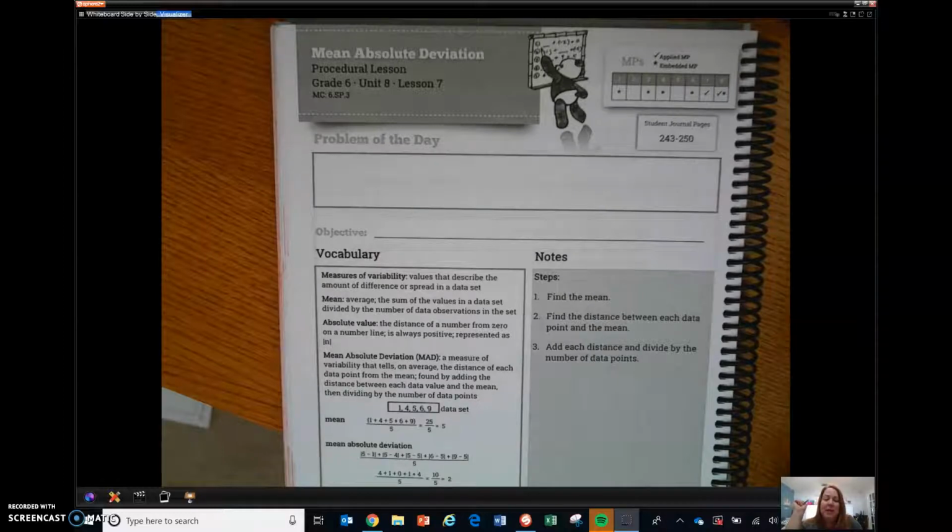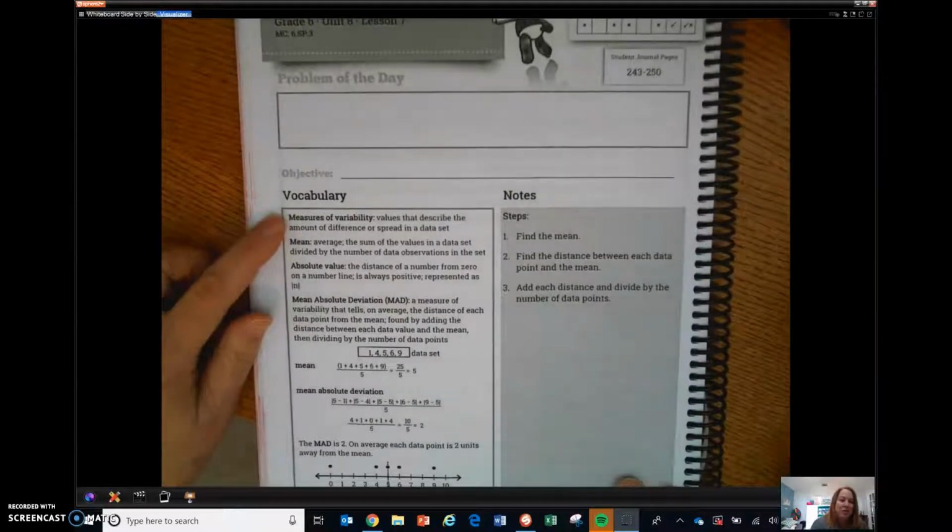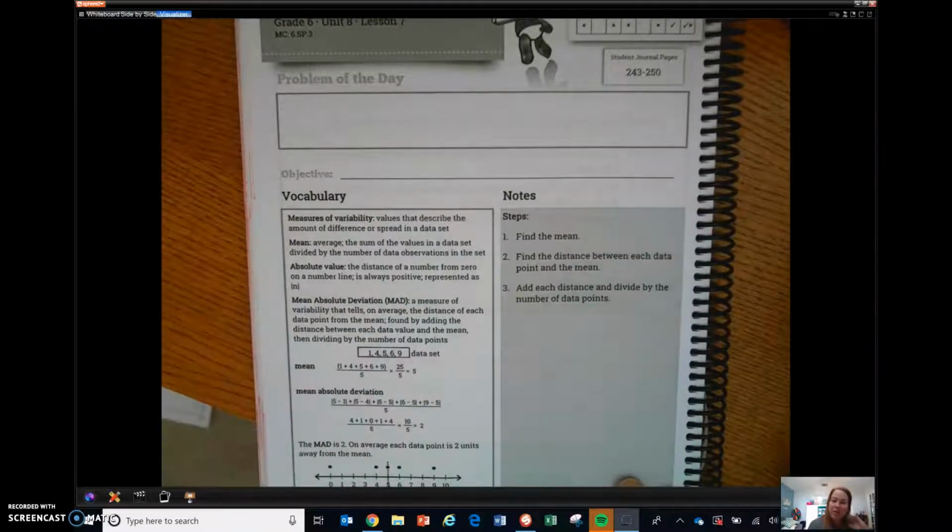All right, so basically all it's doing is we're finding the mean, which is the average of a data set. Then we find how far away each one of those points is from the mean. Then we find the mean of that, and that gives us the MAD. It sounds hard, but it's really not, guys. Go ahead and make sure you're reviewing your vocabulary. I'm not going to go over that right now to save time.